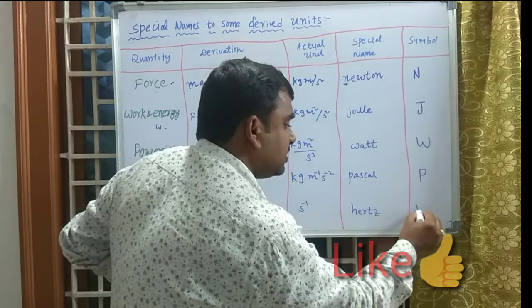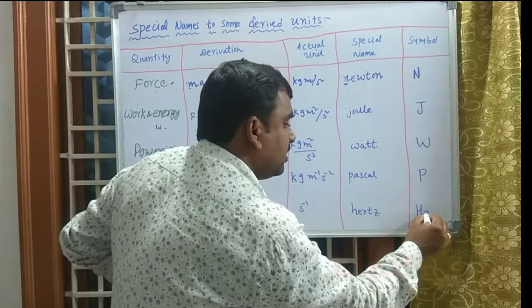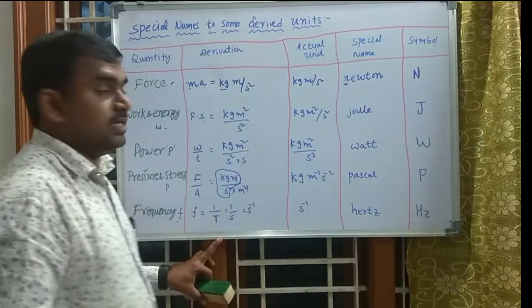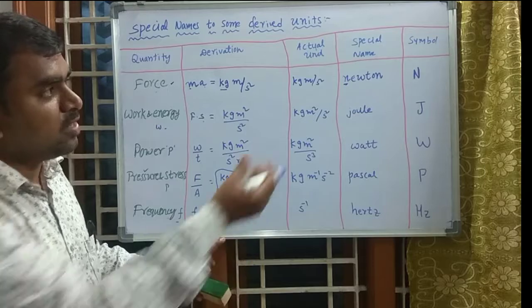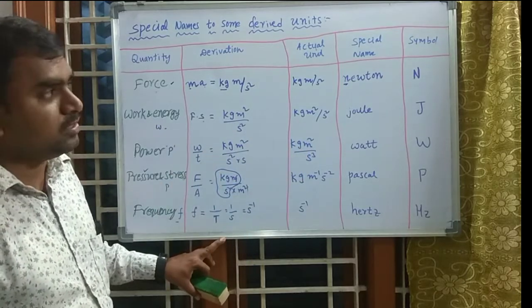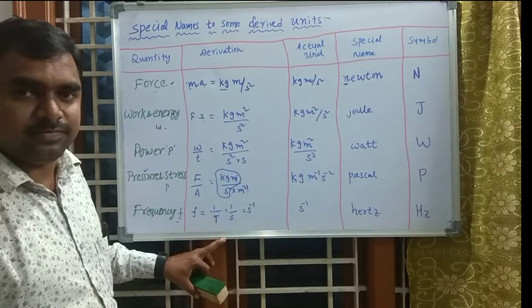Hertz is also a scientist's name. The first letter should be capital and also small, and the second letter should be Z. So like this, for some of the derived physical quantities, we are explaining them with symbols. Is it okay? That's it.